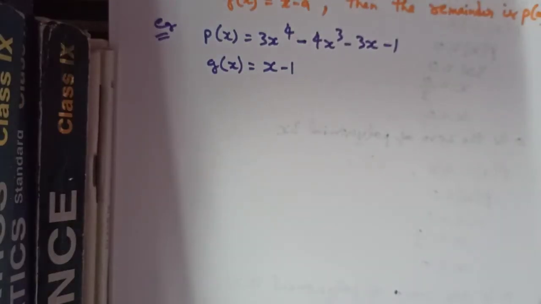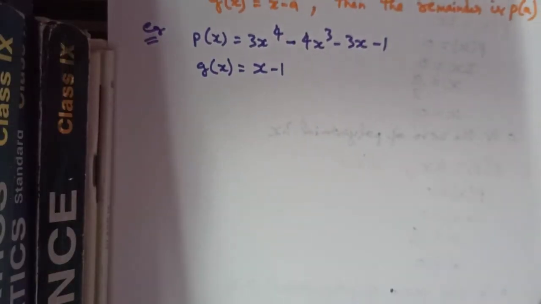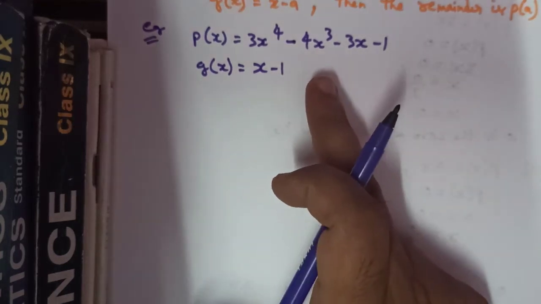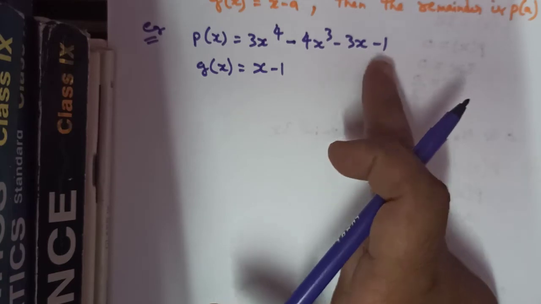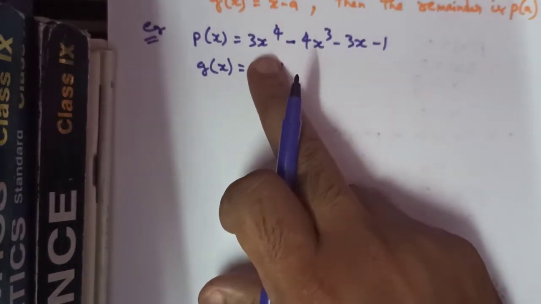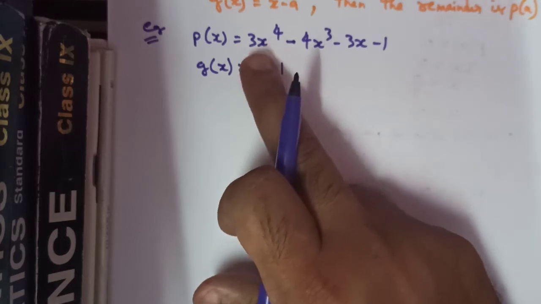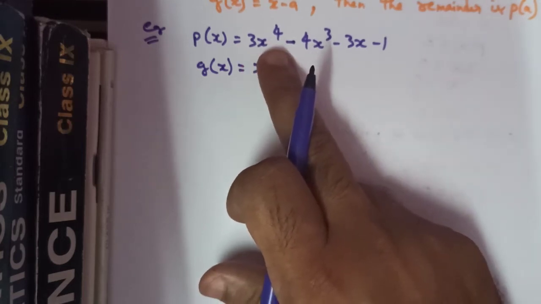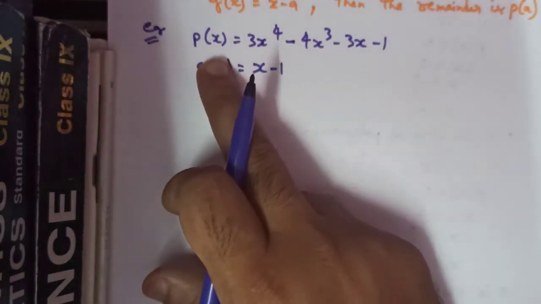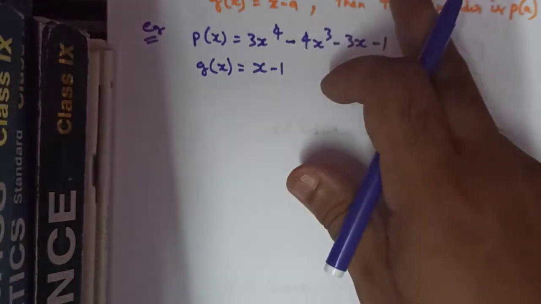So I have taken an example here. We have taken a polynomial p(x) equals 3x power 4 minus 4x cube minus 3x minus 1. So what is the degree of the polynomial here? The highest power of the variable x is 4 here. So the degree of polynomial is greater than 1. So the first condition is satisfied. We have taken a polynomial p(x) with degree more than 1.